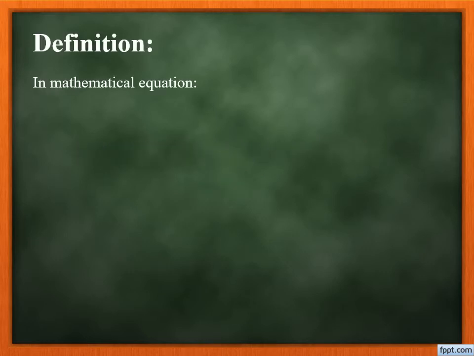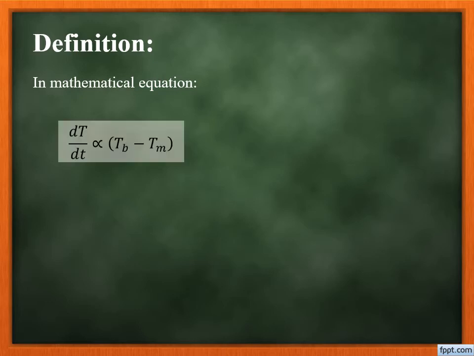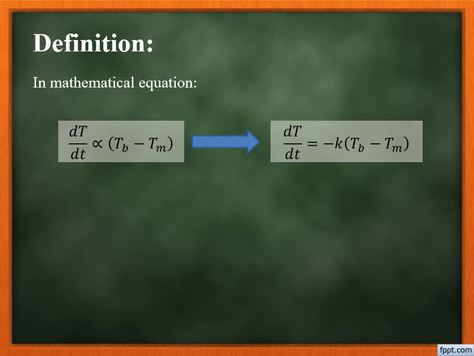By definition, we can get the mathematical model: the derivative of the temperature with respect to time is proportional to the temperature of the body minus the temperature of the medium. So that gives us the mathematical model for Newton's cooling law: the derivative of the temperature with respect to time is equal to negative proportionality constant K times the quantity of the temperature of the body minus the temperature of the medium.